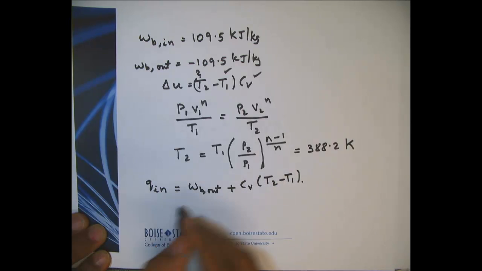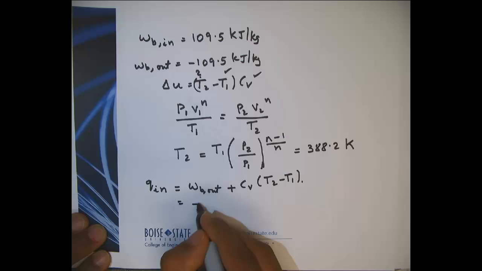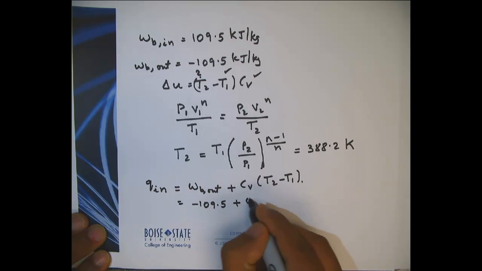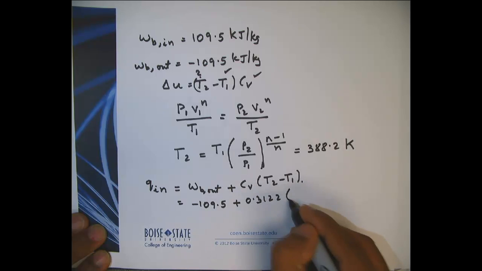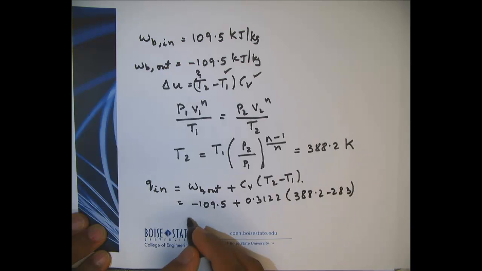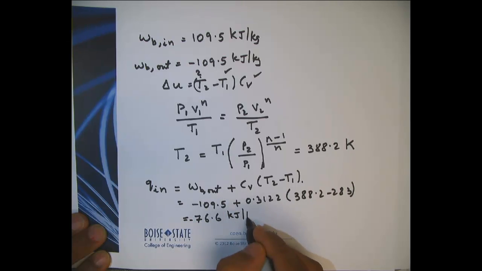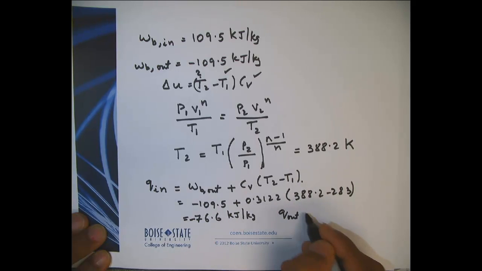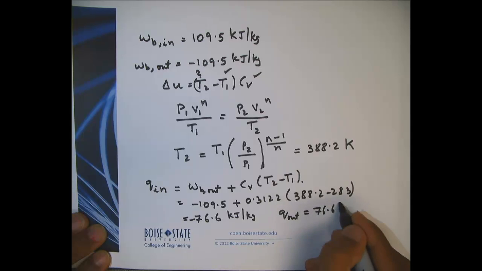So now I can go ahead and compute Q in, which would be W out plus CV times (T2 minus T1). So I know W out, kilojoule per kg, plus CV, the change in the temperatures. So I should get 76.6, which is a negative kilojoule per kg. If you want the sign to look positive, then you can also represent it as Q out.